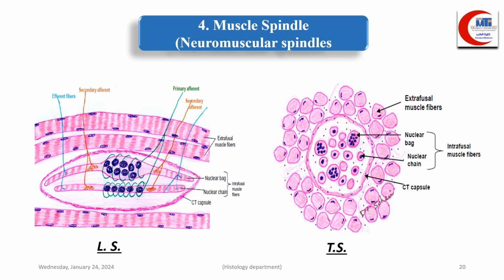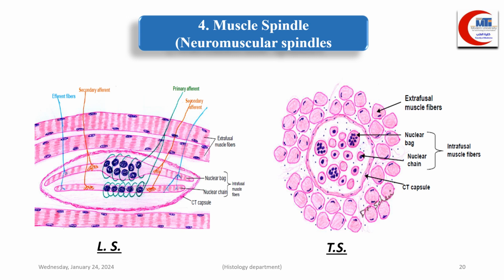In the nuclear bag, we can notice here that the central part is bulged or dilated, containing multiple nuclei inside. And the second type is called the nuclear chain, containing multiple nuclei inside which pass in a row, and the central part, or all the part, of the nuclear chain is uniform in diameter.